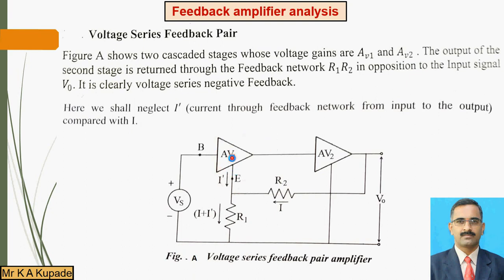a connection of two amplifiers, AV1 and AV2, where the output is connected to AV2 as well as AV1. So this is considered one. Now see here, these are cascaded stages having two gains. I already said that the output of the second stage is returned through the feedback. See here, this output, and this feedback network, considered as R1 and R2, is in opposition to the input signal.